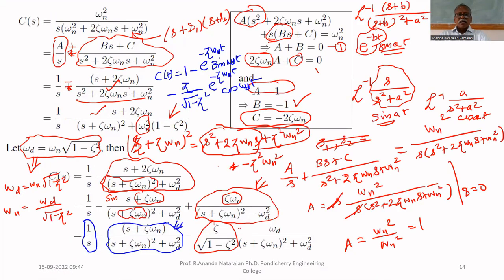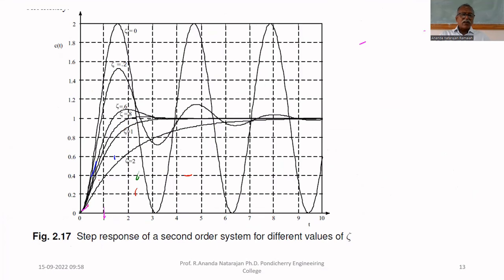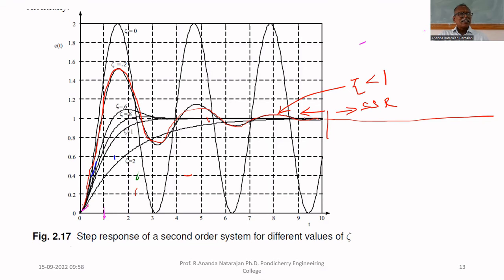So for that, if you substitute various values, we will get a response that looks like this. Follow my pen. It will follow like this. So this response is when zeta is less than 1. After some time, it will settle. It will oscillate, and after some time, it will be like this. After this, it is the steady state response. Before that, it is called the transient response.